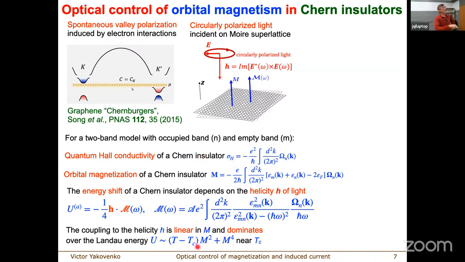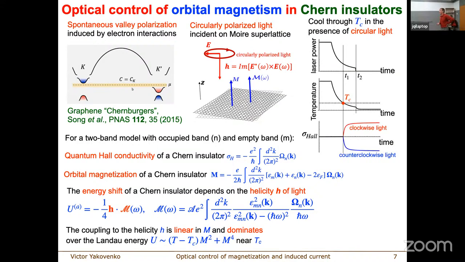So the lowest order term is quadratic, and this is T minus Tc, which changes sign at the second order phase transition. So it's quadratic and there is a quartic term, right? But this term, coupling to light, is linear in M, see, it's linear. So that means near Tc, the coupling to light always dominates over everything else. So in that sense, coupling to light will always be strong near Tc and will force the system to go one way or another.